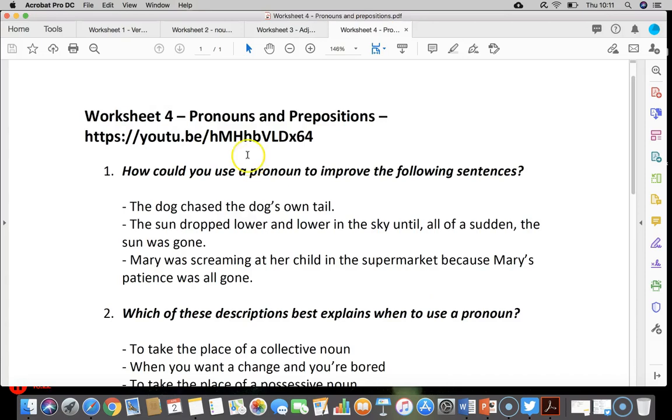Okay, last worksheet, number 4. Pronouns and prepositions. Question 1. How could you use a pronoun to improve the following sentences? This one is down to you. If you would like to put your versions of these sentences in the comments, I'm happy to take a look and give you some feedback.